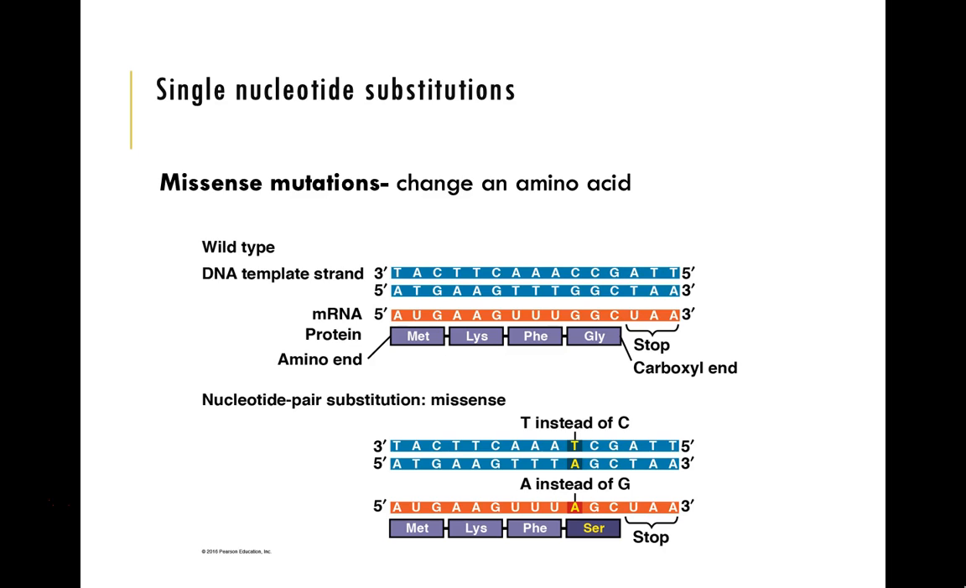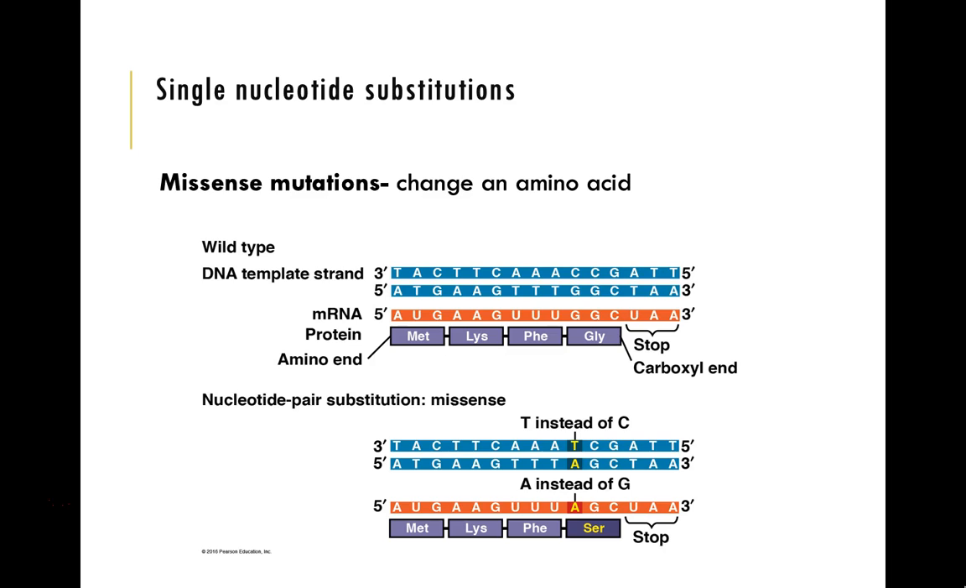We can also have missense mutations. So a missense mutation is a mutation that causes a change in amino acid. So here we've got a mutation at the first base pair in the triplet code for glycine. So in our DNA template we have CCG. We've substituted now a T for that first C. That causes a shift in the amino acid from glycine to serine.